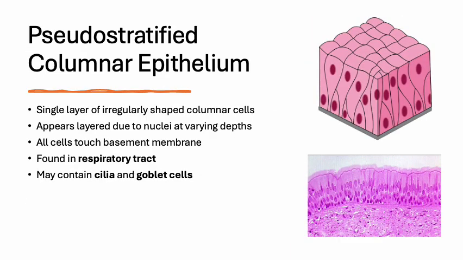Pseudostratified columnar epithelium appears to have multiple layers because the nuclei are located at different heights, but all cells touch the basement membrane. This tissue is commonly found lining the respiratory tract. Many cells are ciliated, helping move mucus upwards and out of the airway, while goblet cells secrete mucus to trap particles and pathogens. This arrangement allows the tissue to protect the respiratory system while still maintaining a thin enough surface for sufficient function.